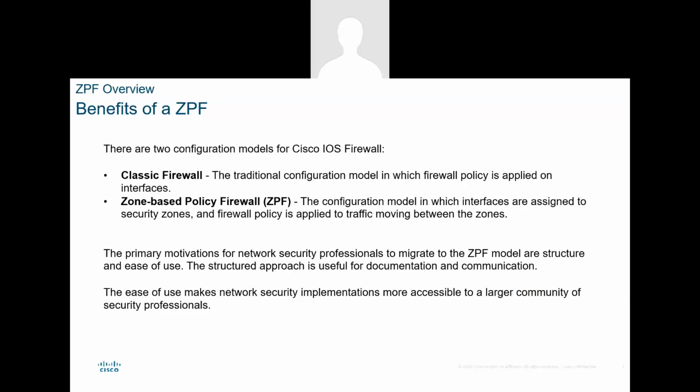All right, so Cisco IOS offers two firewall configuration models. You have your classic firewalls, in which the policies are applied directly to interfaces. They use access control lists and inspection rules to filter the traffic. Now, these classic firewalls can be complex and hard to scale in large networks. You also have a zone-based policy firewall.